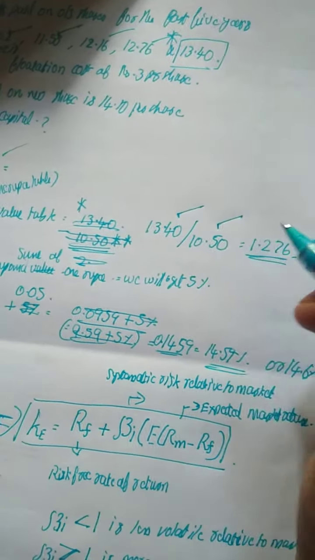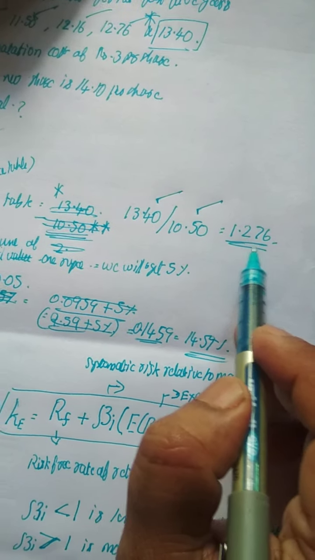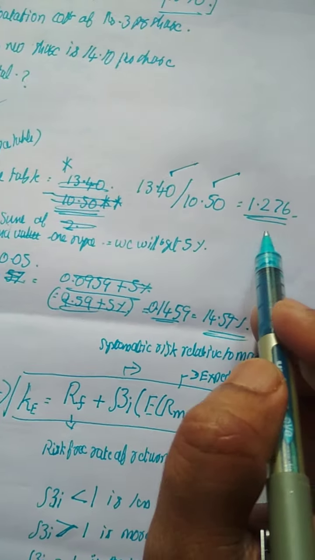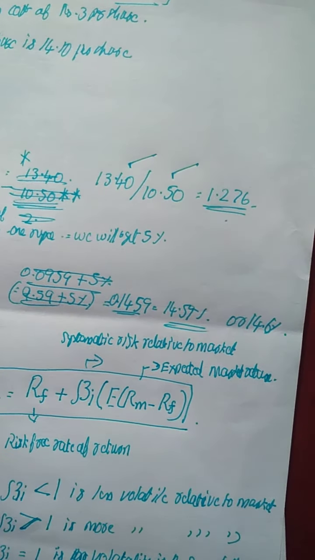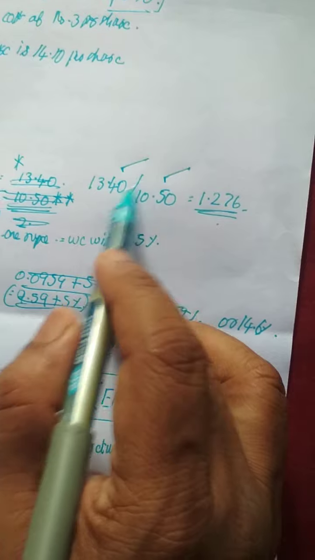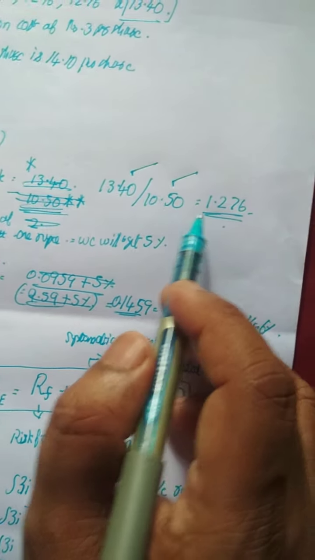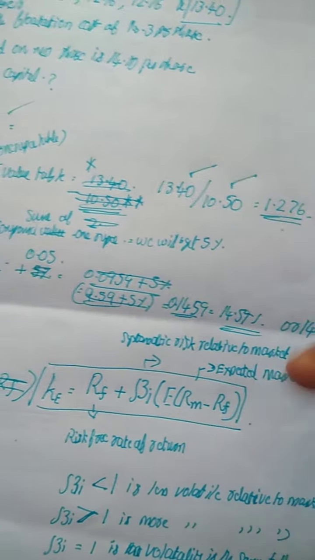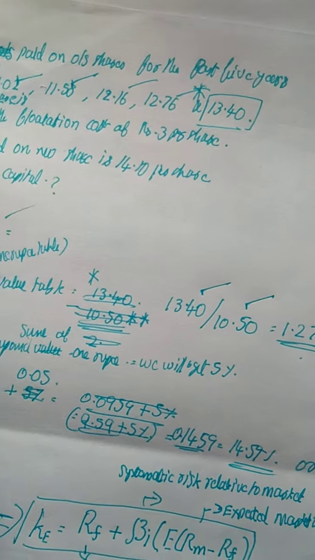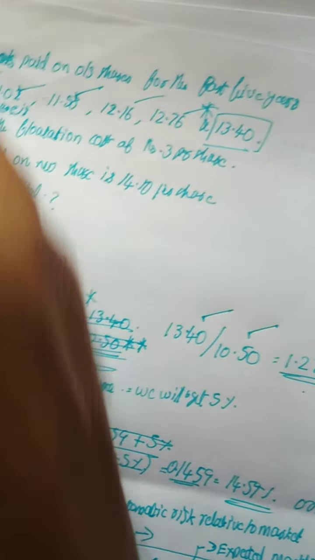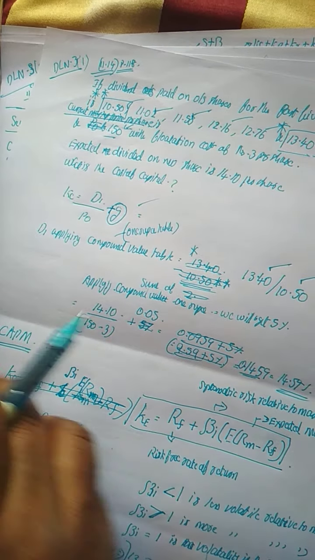So what we do is divide the last year's dividend by the first year dividend, and we get a figure which is 1.276. Make it very clear: the beginning year dividend and the last year dividend, we divide, and we get a figure. This is the compounding value of the dividend. So we have to apply the compound value of 1 rupee table from the appendix, which we used once while studying capital budgeting.